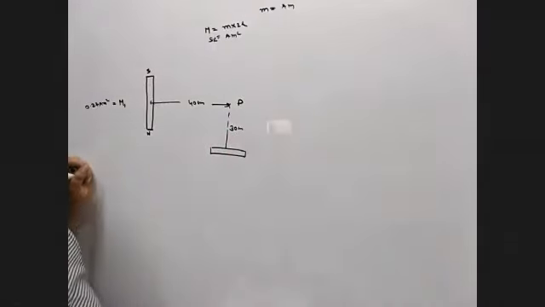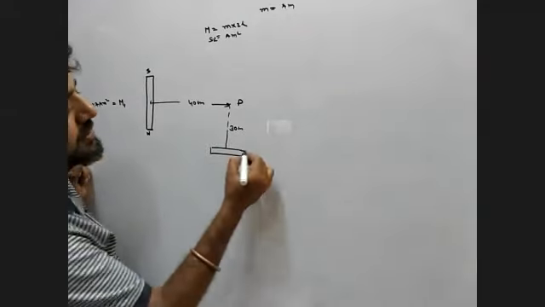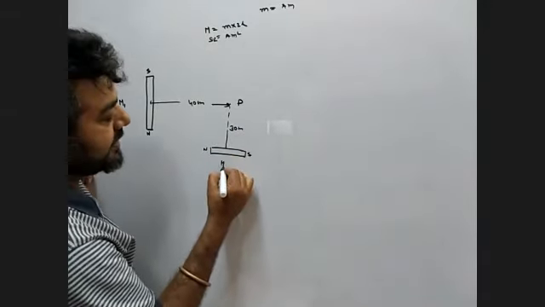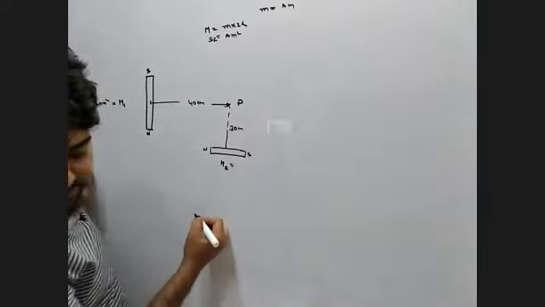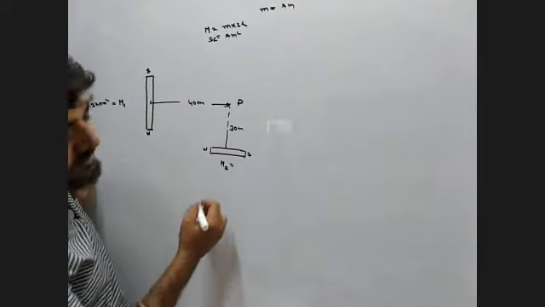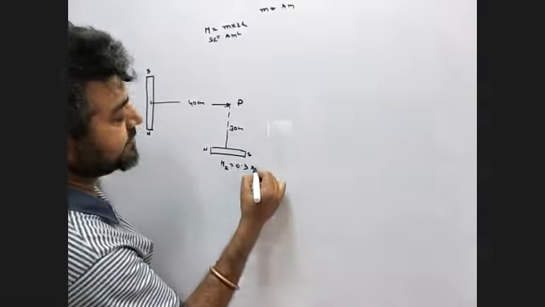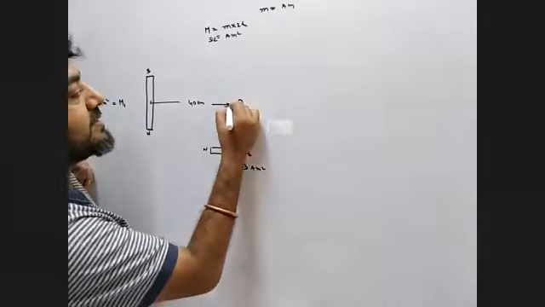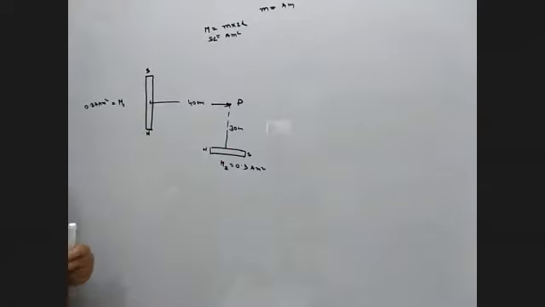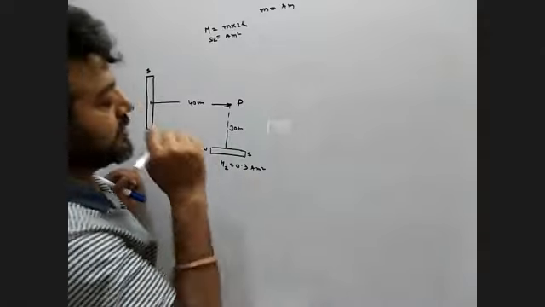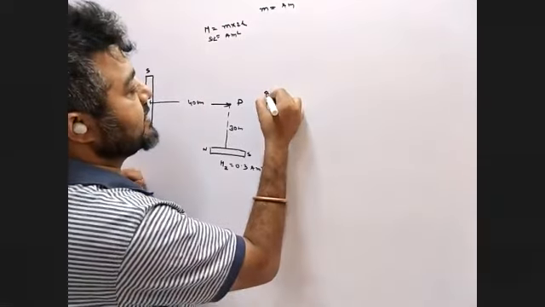And you have another magnet, South Pole, North Pole, M2, let it be, how much is given? 0.3 ampere meter square. Find the net magnetic field at point P.